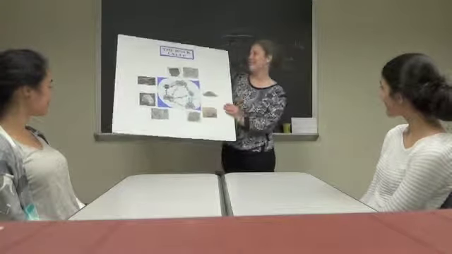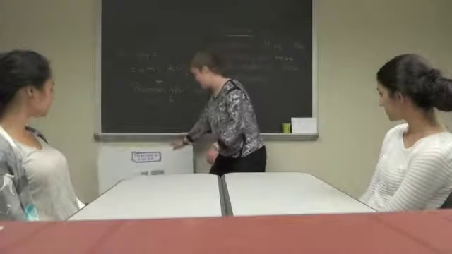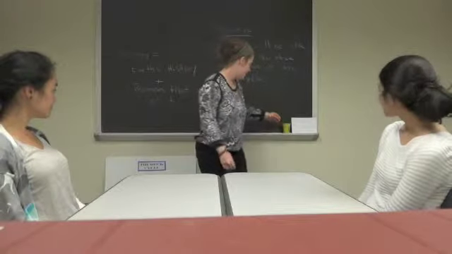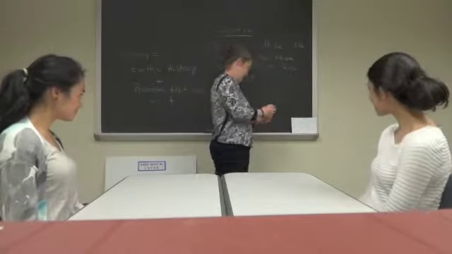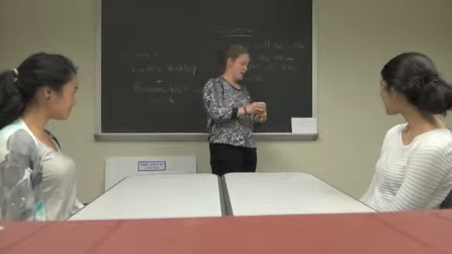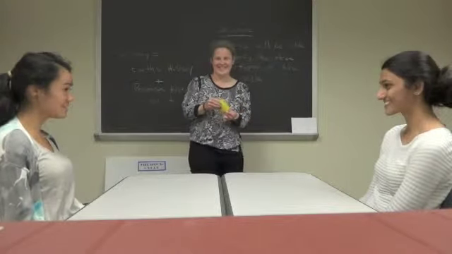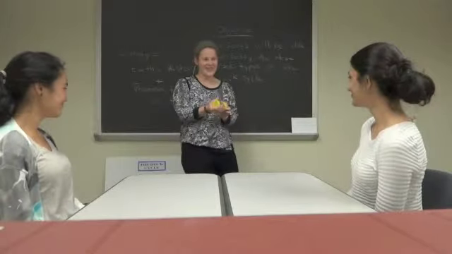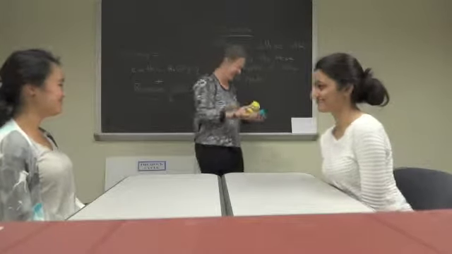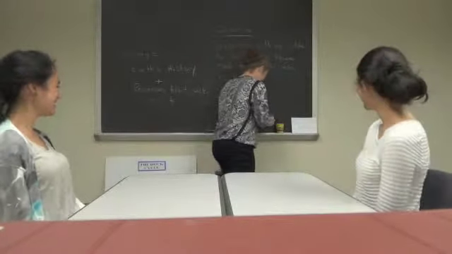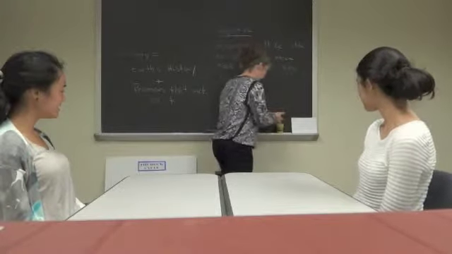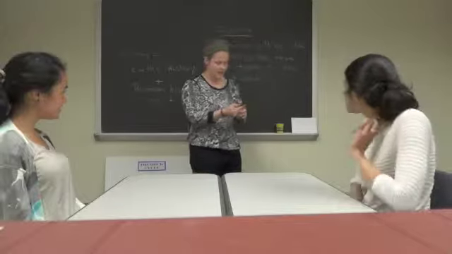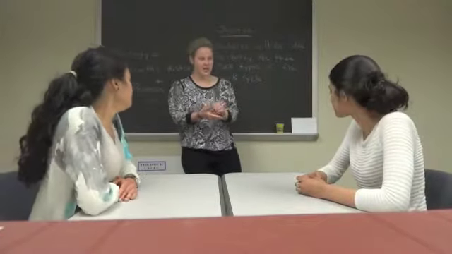Very good. Okay, so now we're going to do a quick think, pair, and share. So I have some Play-Doh for you. Did you guys play with Play-Doh as a kid? Yes. Did you eat any Play-Doh as a kid? Okay, so this Play-Doh is going to represent a rock. And I'd like both of you to work together and create the rock cycle.